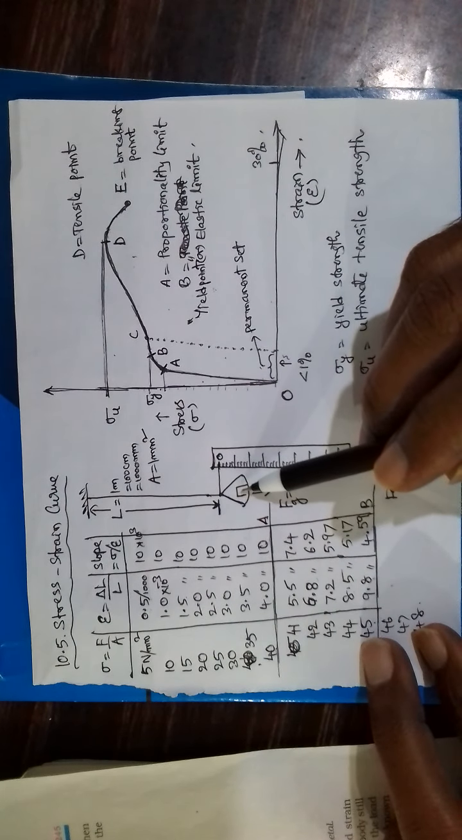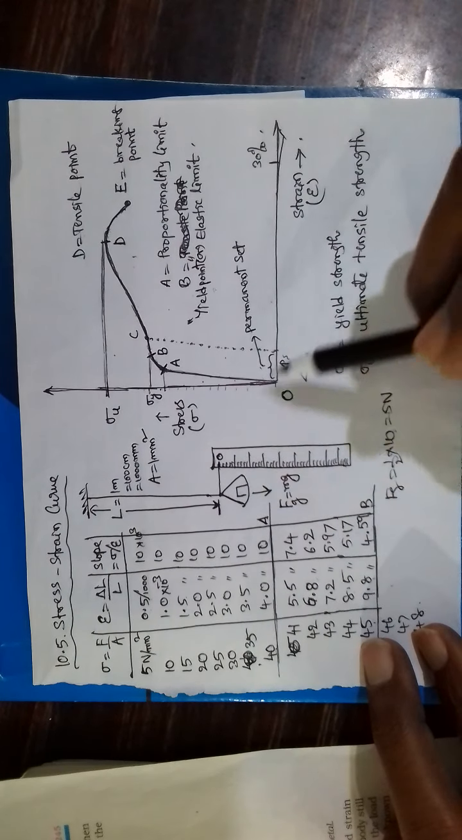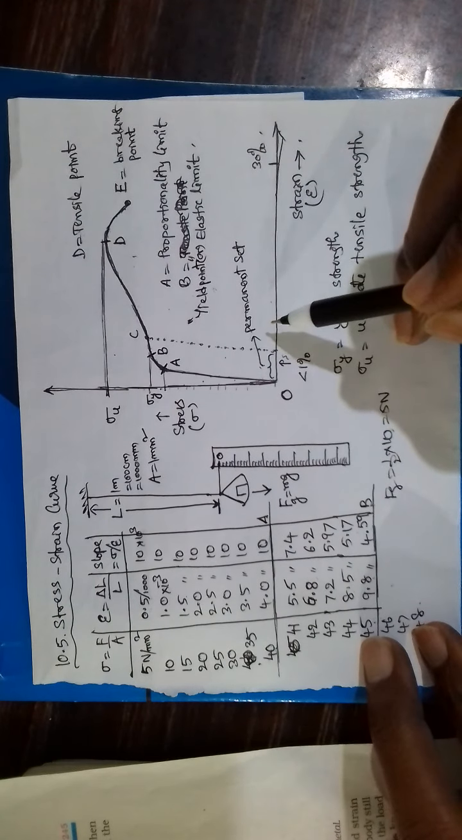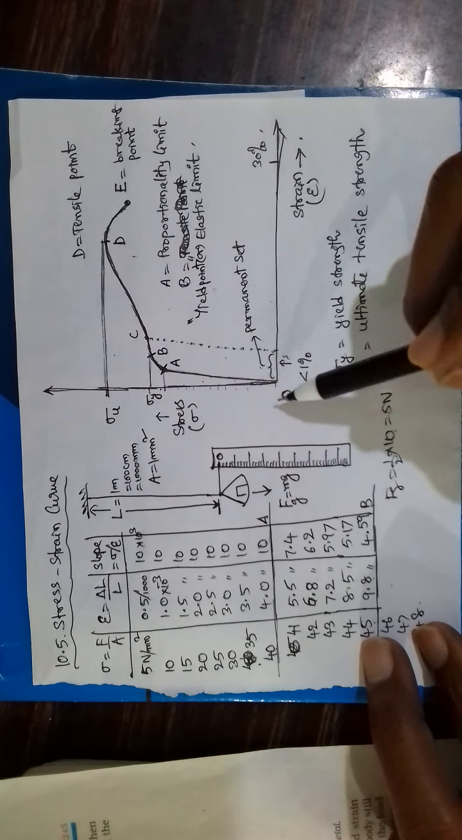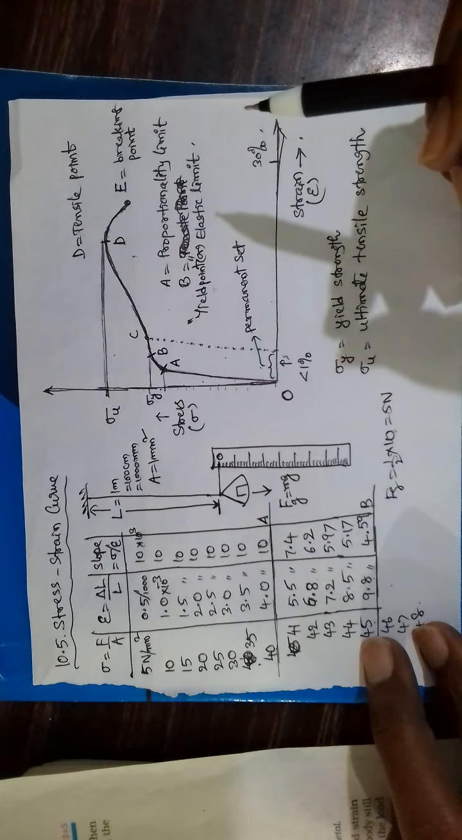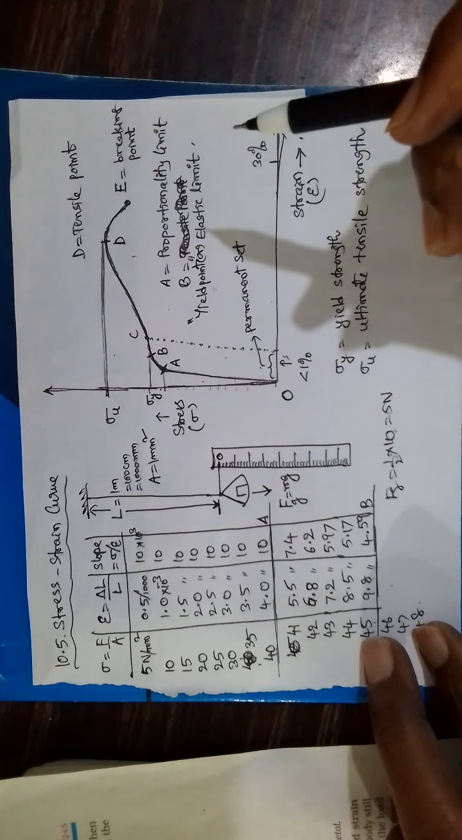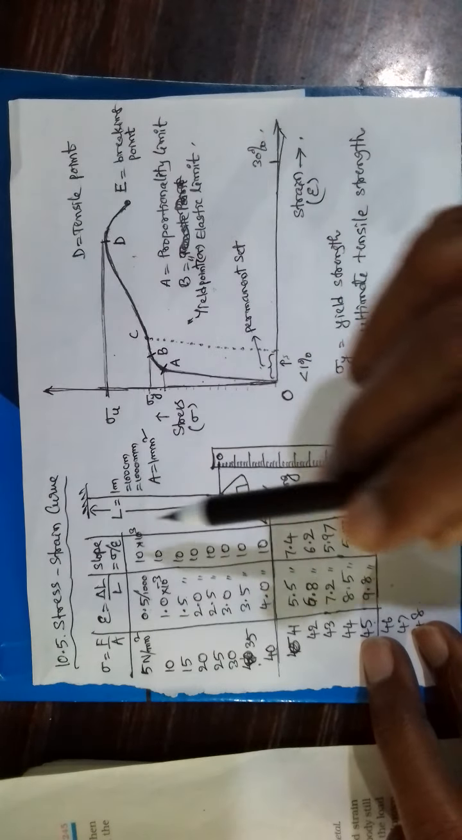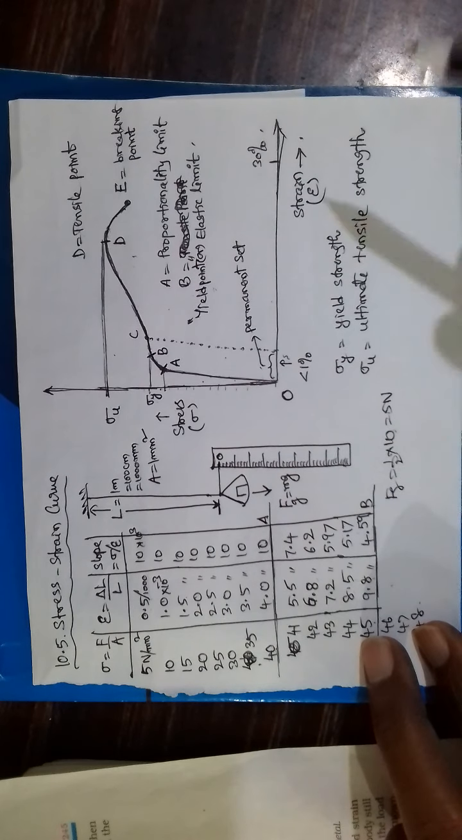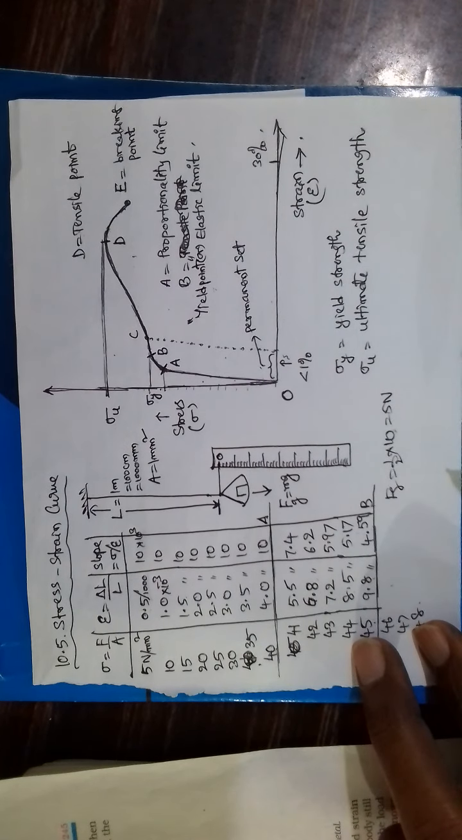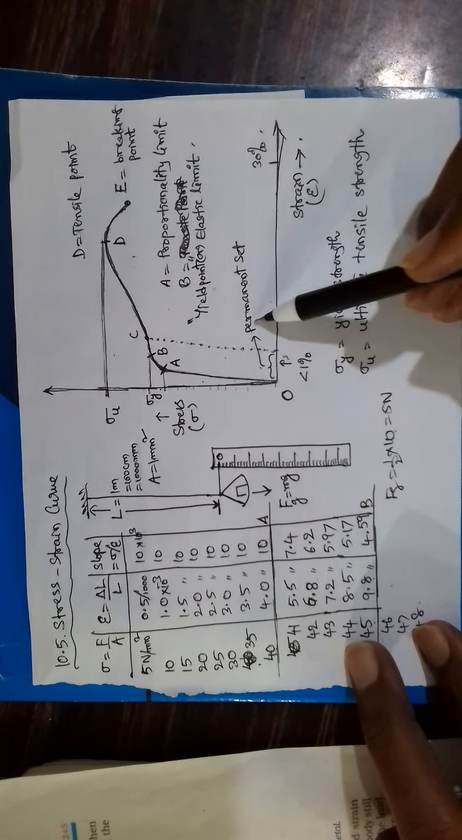So in the pan, no weight is there, but your wire is showing some strain. It means this certain amount of elongation, it may be 3 mm or 4 mm or 5 mm. See, you have taken 1 meter wire initially, but now if you measure the length, it will be 1 meter 5 mm. Its length will be 5 mm extra. That is called permanent set.